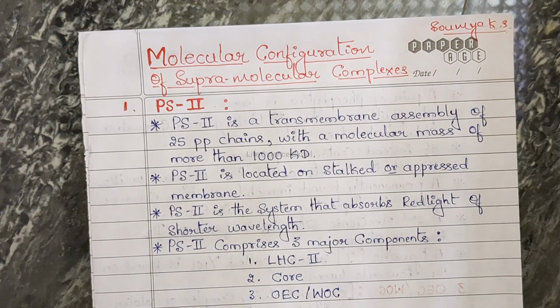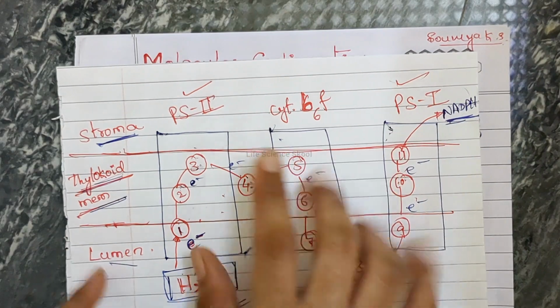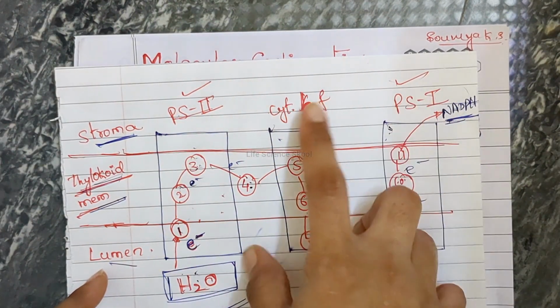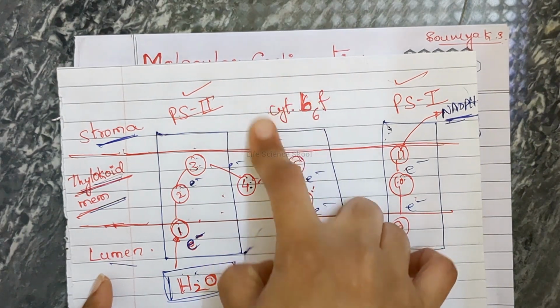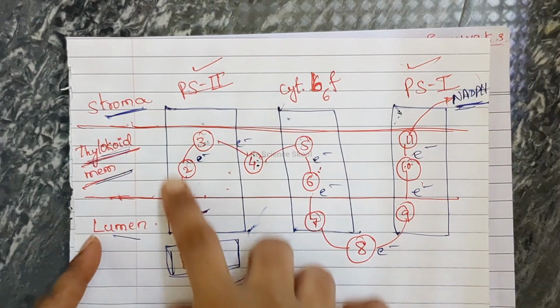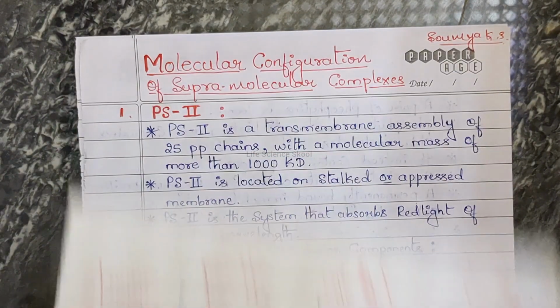First one, PS2. In the previous video, I told you that there are two systems, photosystem 1 and photosystem 2. First we will discuss photosystem 2 here. As you can see in the diagram, I have mentioned photosystem 2 and photosystem 1, and we have the complex called cytochrome b6f. Now I am explaining this complex, what molecules are present in it and how they are arranged. All those things we are learning in detail now.